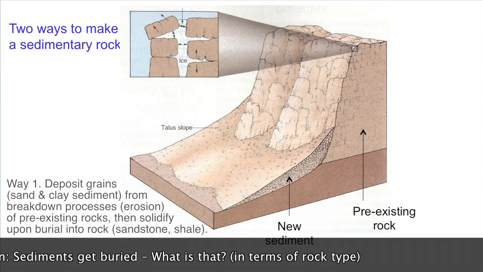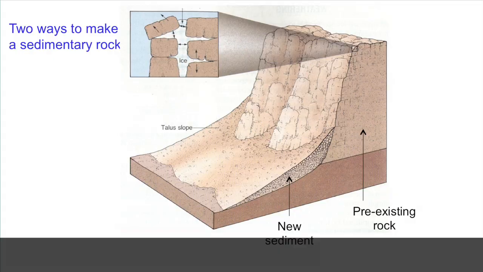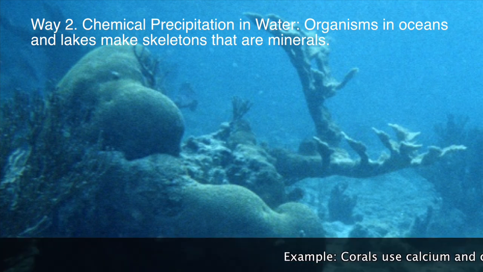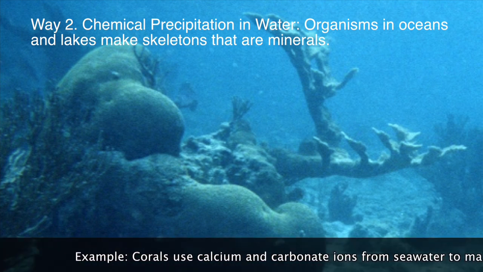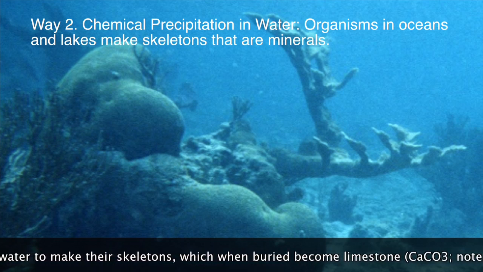So a quick review question. New sediments get buried and lithify. What is that? Yeah, sedimentary rock. Okay, now let's go to way two. Chemical precipitation in water is the second way we can make sedimentary rocks. And in this case, mostly what's going on is you got critters, different creatures, organisms living in the ocean, in lakes. They make skeletons, they die. The skeletons are made out of mineral, in most cases calcium carbonate. That mineral settles down to the bottom of the ocean or the lake and accumulates.